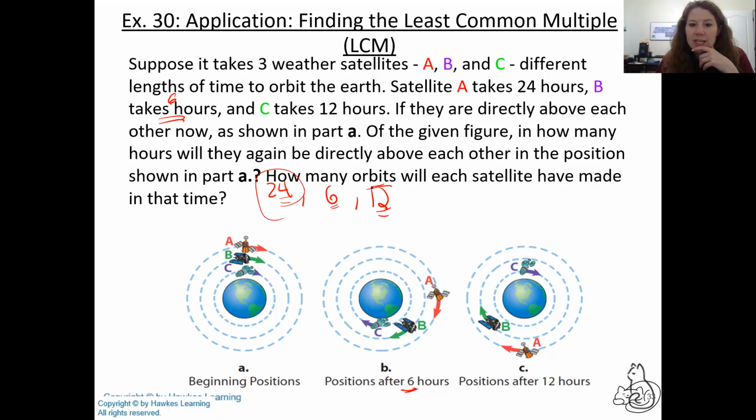How many orbits will they each have? This one would have 4. This one would have 2, right?